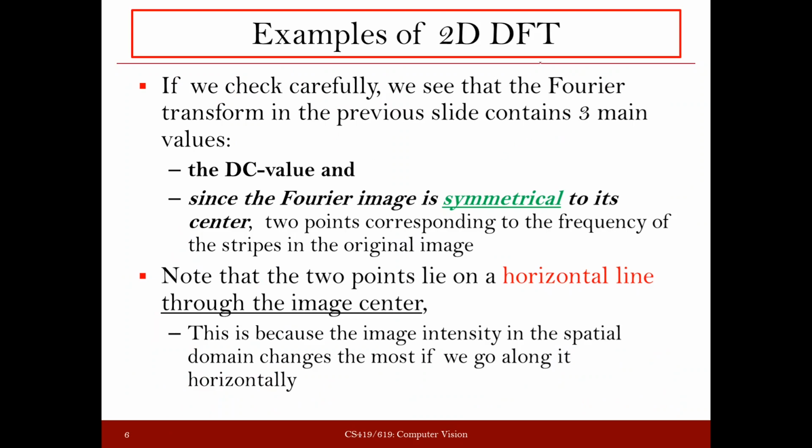As I just explained, this slide is telling the same thing that we just discussed. The central value that you see in the image is the DC value, which is nothing but the average of all the intensities in your image. And your Fourier spectrum is symmetrical with respect to the center. If you put a line passing through the origin, on each side of the line you will find the same kind of points. And the change you see in the Fourier transform in the previous slide is only along the horizontal line, because the pattern also exists only in the horizontal direction.